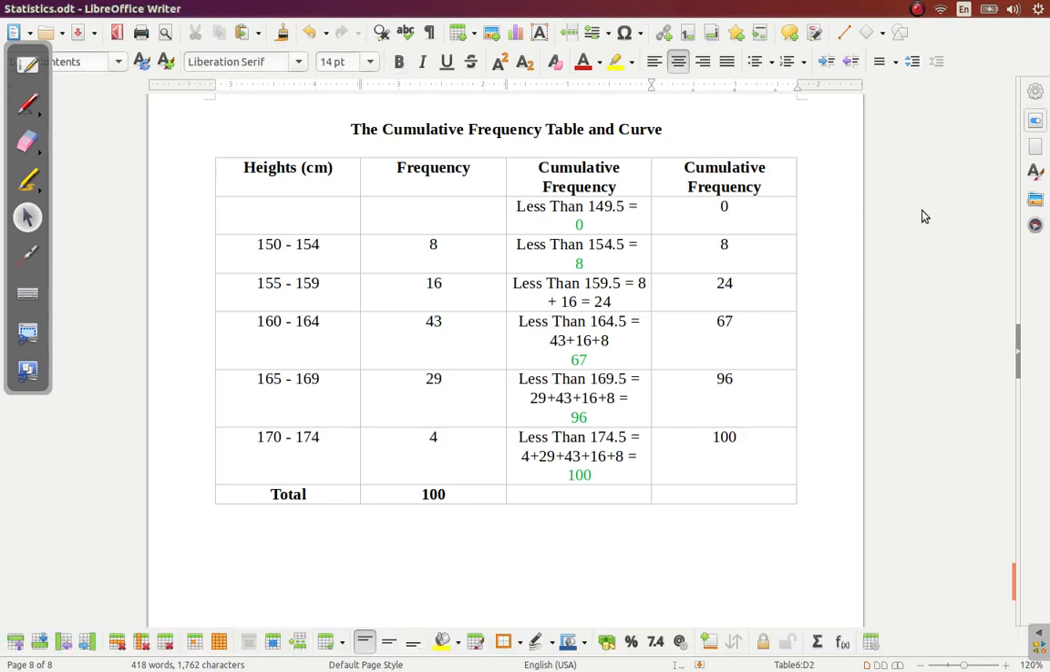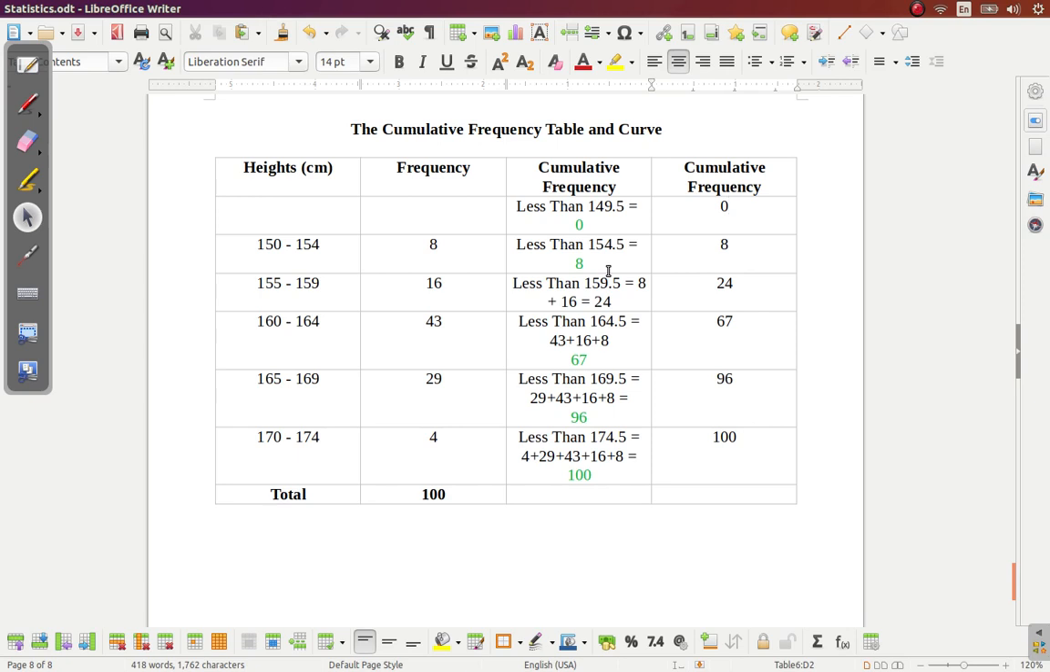Last video we looked at the cumulative frequency table and we built this table up. What we want to do now is produce a cumulative frequency curve from this table.